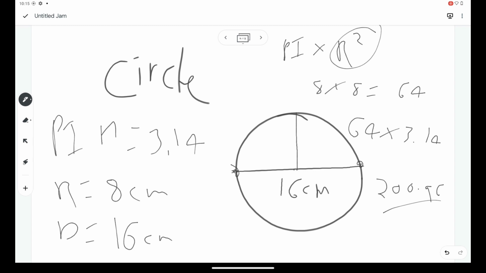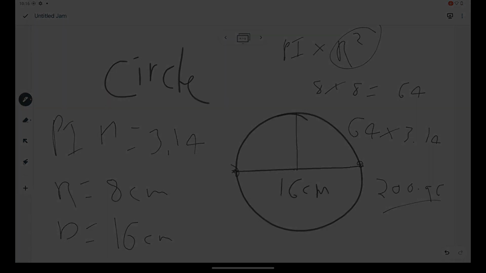Now make sure you are familiar with how to calculate the area of a square/rectangle, triangle and circle before you move on to the next video.